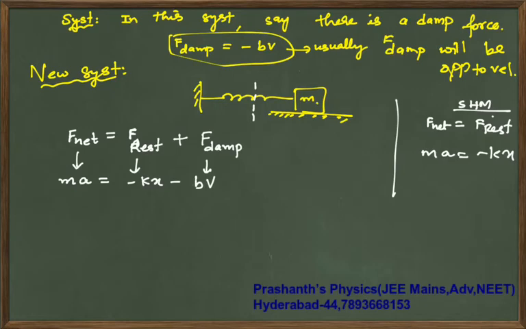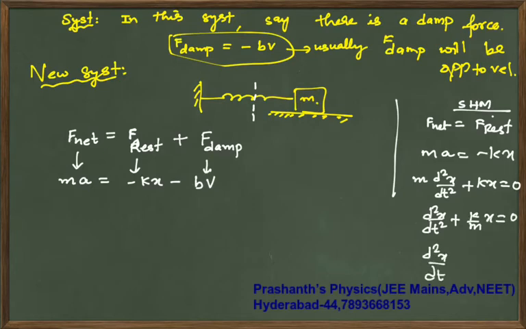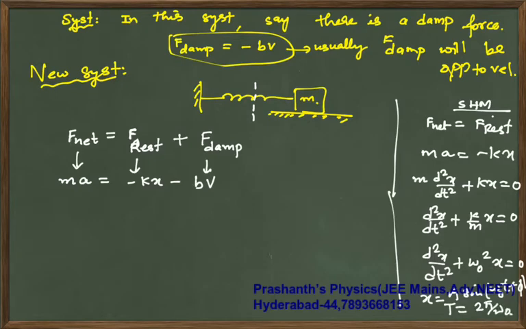Now in normal SHM you are writing m d square x by dt square plus kx is equal to 0, d square x by dt square plus k by m into x is equal to 0. You are writing d square x by dt square plus omega naught square into x is equal to 0. This is your equation and the solution is x equal to a sine of omega naught t plus phi. Your time period is 2 pi by omega naught. Similar to this, here also this is a differential equation. Now obviously for a differential equation, what are we supposed to do? We are supposed to give the solution.